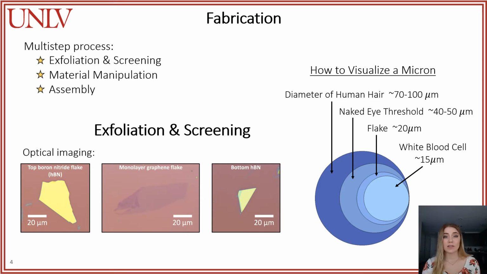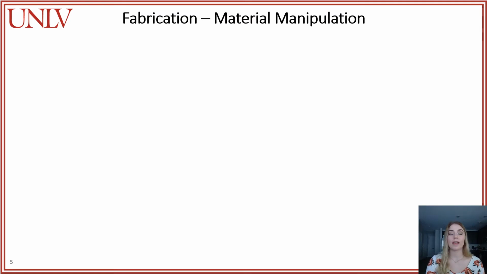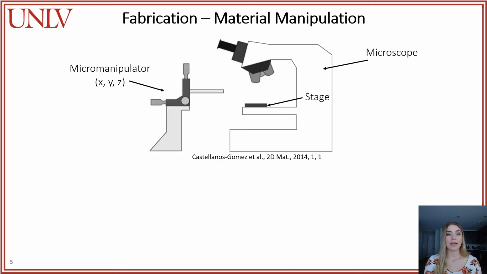I pick up the flakes individually and stack them on top of one another. I do this by using a few tools: a microscope, a micromanipulator, and a glass slide that attaches to the micromanipulator. The stage of the microscope holds the substrate with the flake of interest. The micromanipulator is a tool that allows me to adjust the position of the slide with very high precision. And the final component is the glass slide itself.